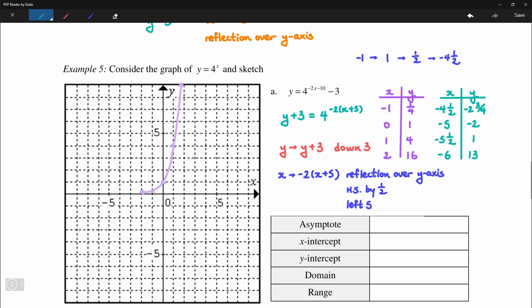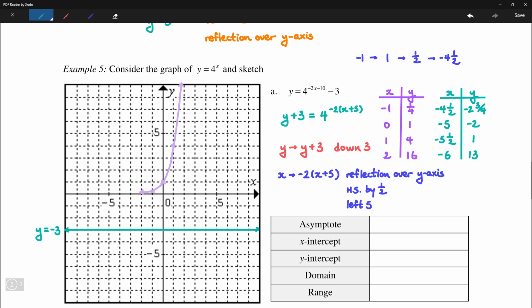So these 4 points on the table on the right are going to be on the new function. Now, before we graph that, though, we're going to go ahead and draw in the asymptote, which we know has moved down 3 spaces because of the translation of down 3. So this will be the new asymptote for the transformed graph.